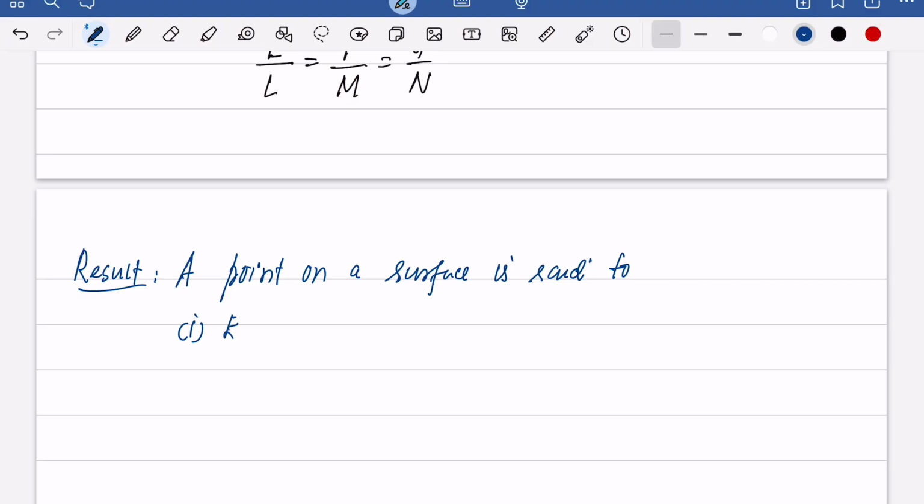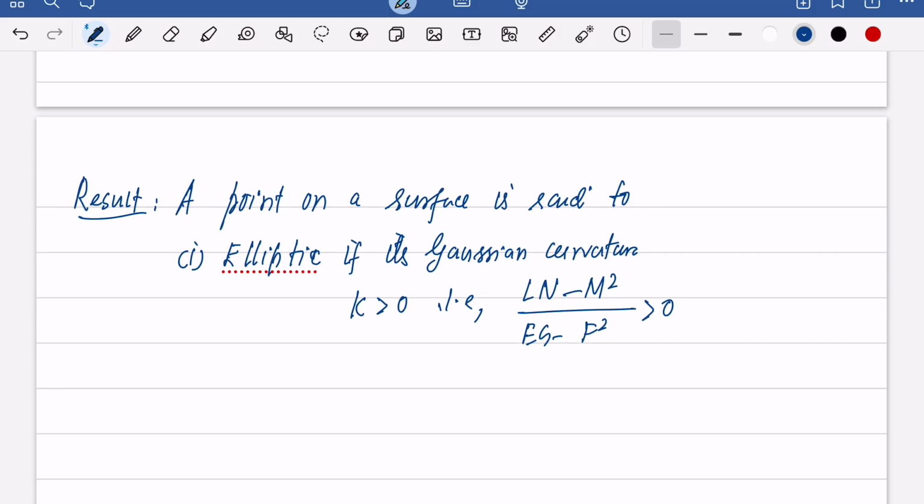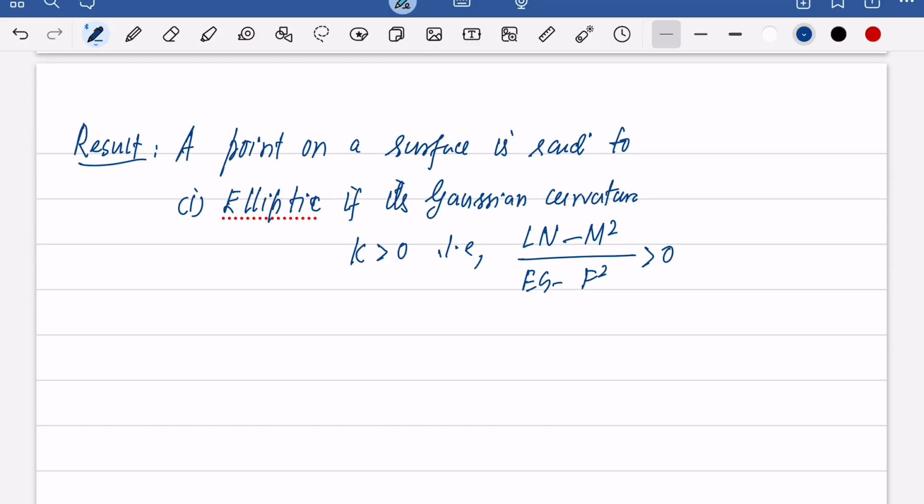This is said to be elliptic if its Gaussian curvature K is greater than 0. Now we know the Gaussian curvature is given as LN minus M square divided by EG minus F square. If this is greater than 0, then the point on that surface is called an elliptic point.